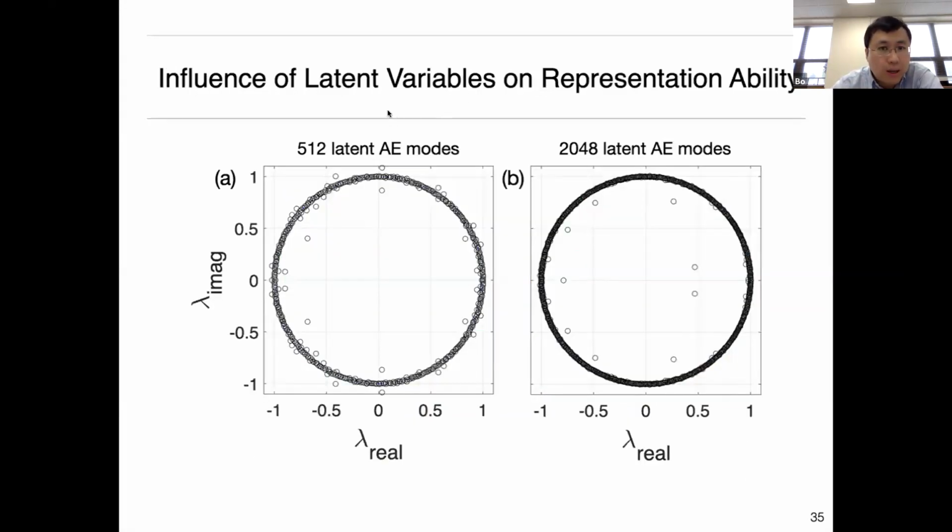The influence of the number of latent variables in each latent vector in the latent space of the DMD analysis is also examined to check the representation ability of the AENet. As is seen, for both cases, most of the modes are stable modes. When the number of latent AE variables is increased to 2048, the proportion of the stable modes is higher than the case of using 512 latent AE modes.